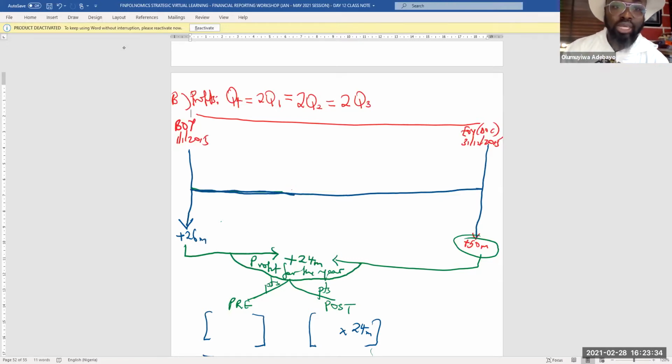Now, in this question, they gave us information about quarters, which means our timeline has to be divided into quarters. How many quarters make a year? There are 4 quarters in a year. Therefore, I'll make this Q1, make this Q2, make this Q3, and Q4.